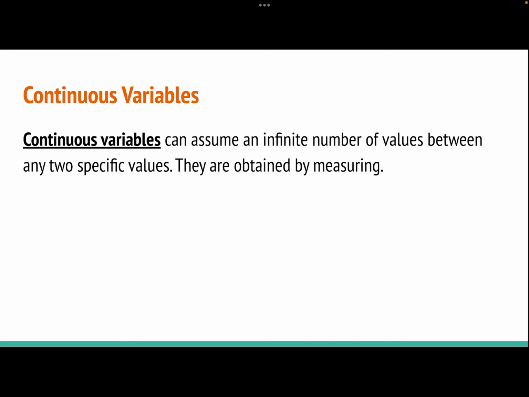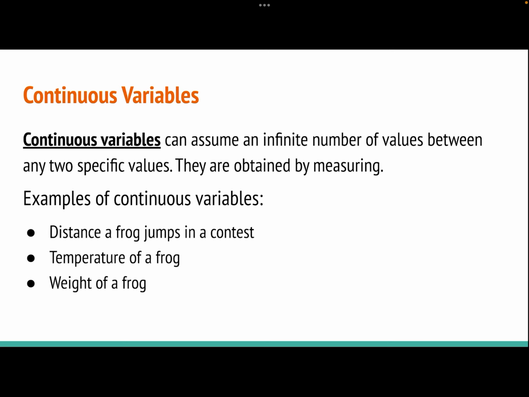If it is not discrete, then we call it a continuous variable, which can be assumed by an infinite number of values between any two specific values. They're attained by measuring. So what are some continuous variable examples? We have the distance that a frog can jump. A frog can jump a foot, it can jump 2 foot, but it can also land at any distance between 1 and 2 feet. The temperature of a frog, that we could have an exact number such as like 98 degrees. We can go up to 99, but again, any degree measure in between there could also be measured for the temperature of a frog, and the same could be said with the weight of a frog.